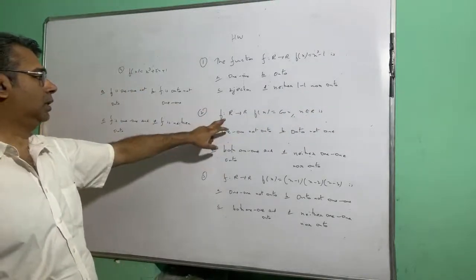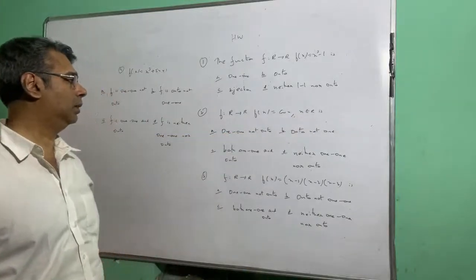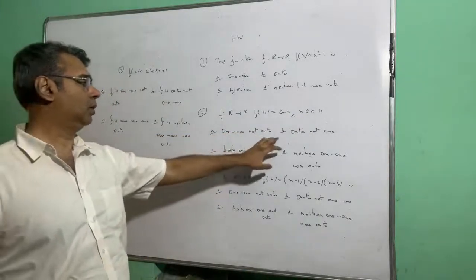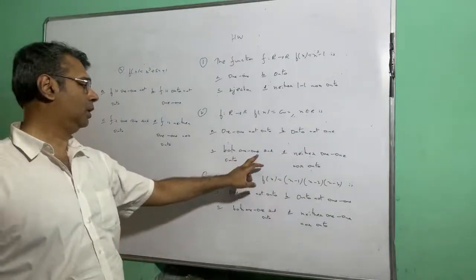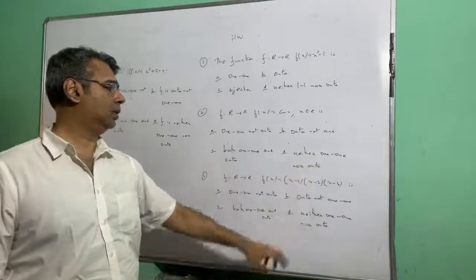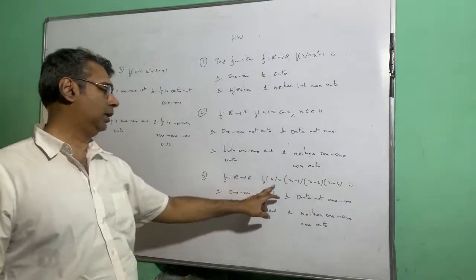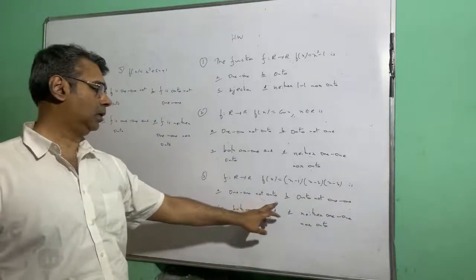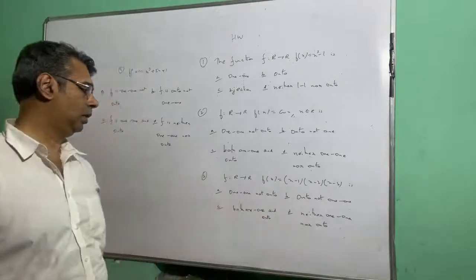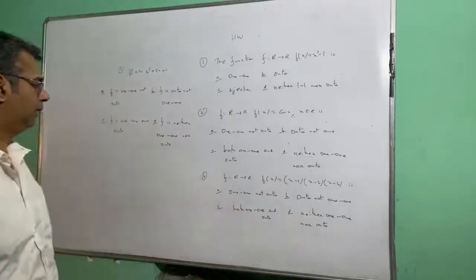Then second question, f maps R to R, f(x) is cos x and x is a real number. So it is 1 to 1 but not onto, it is onto but not 1 to 1, it is both 1 to 1 and onto, it is neither. Question number 3, the function f maps real to real, f(x) is (x minus 1)(x minus 2)(x minus 3). The options are the same.